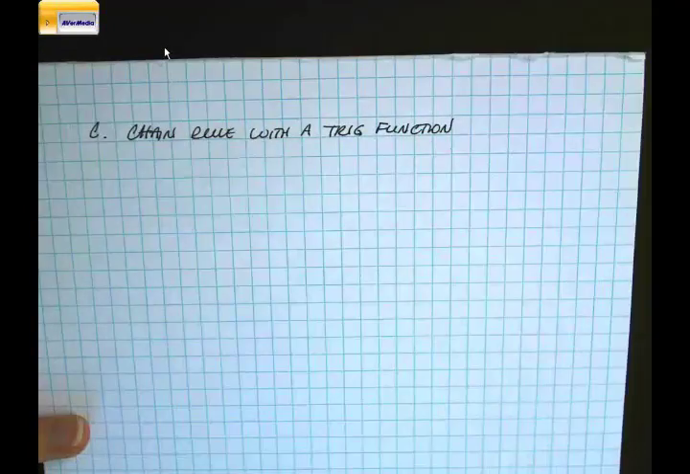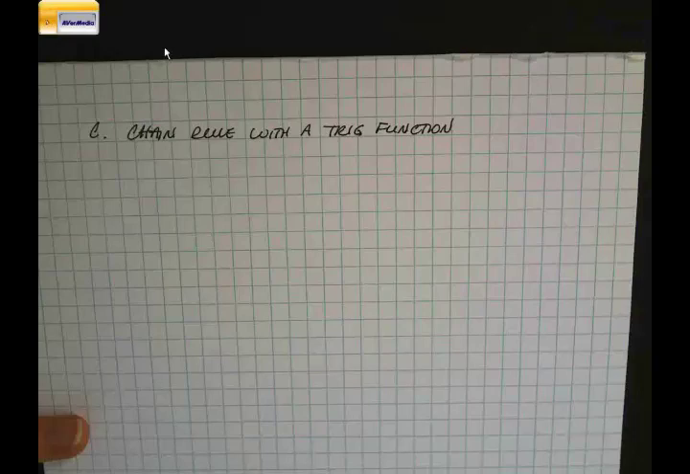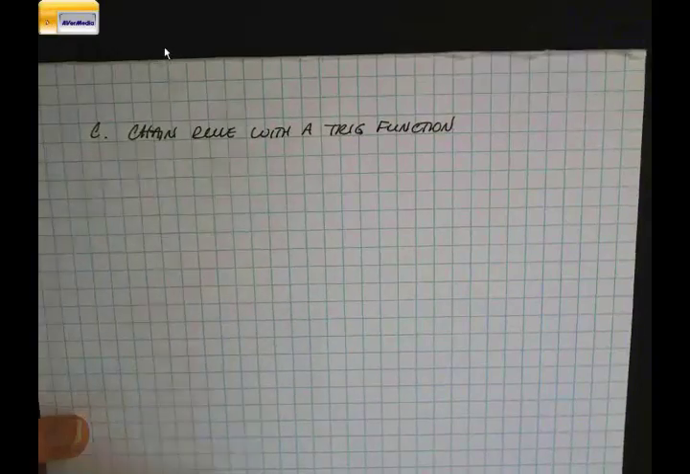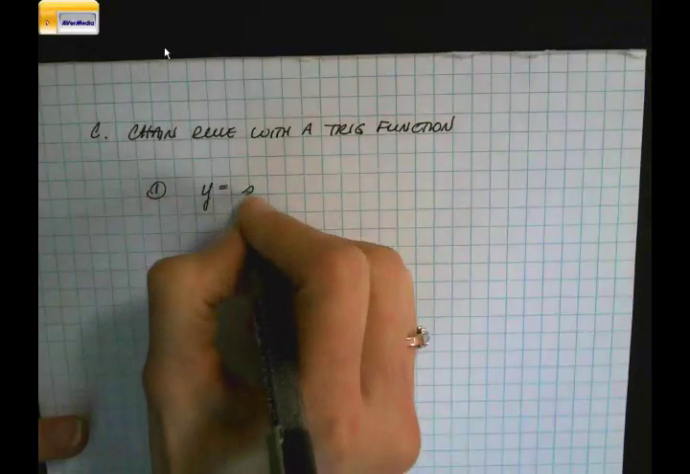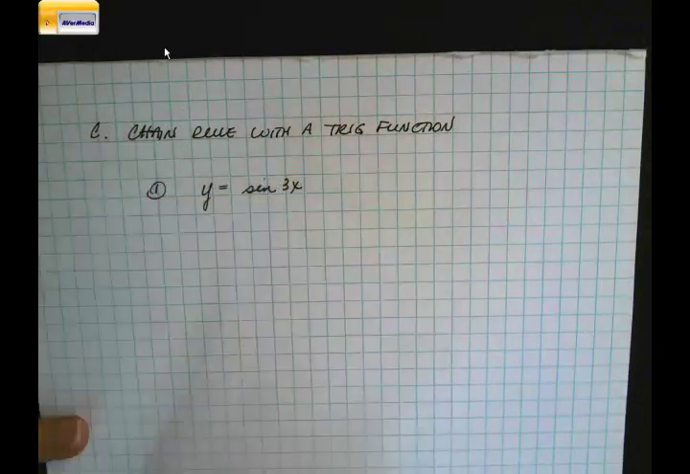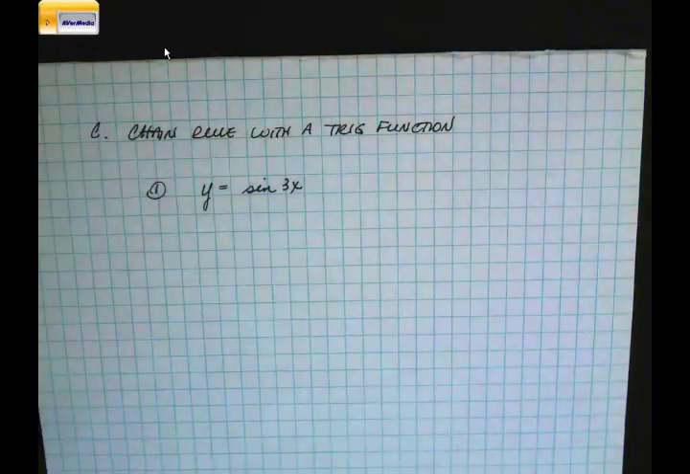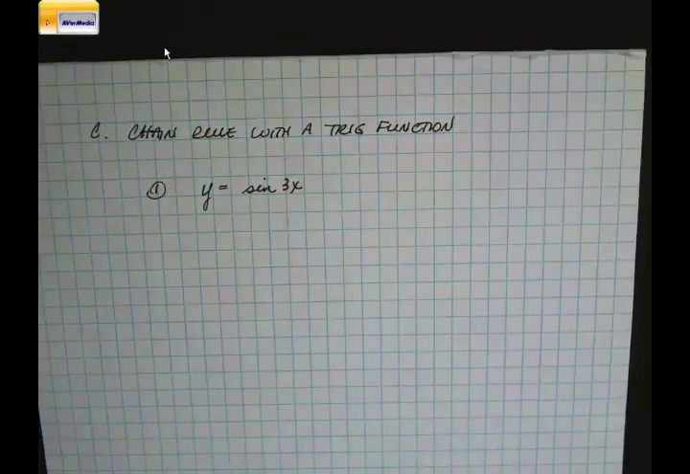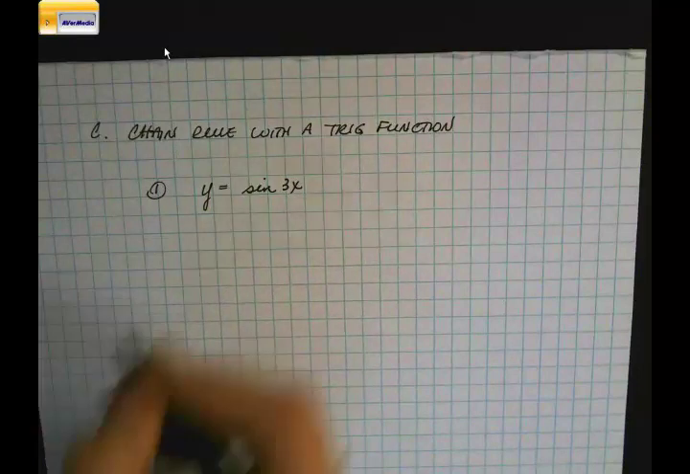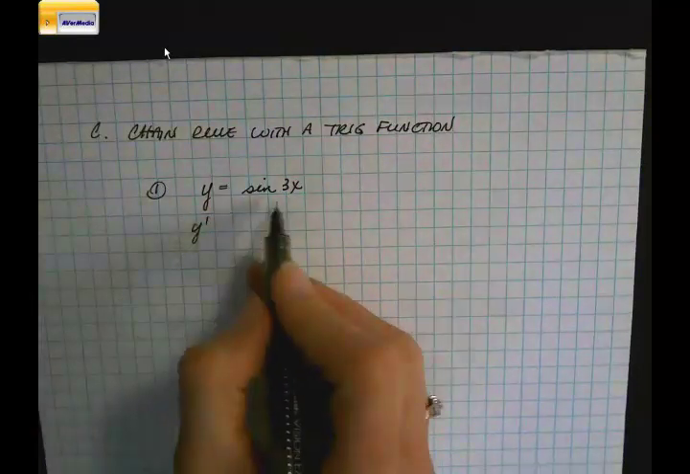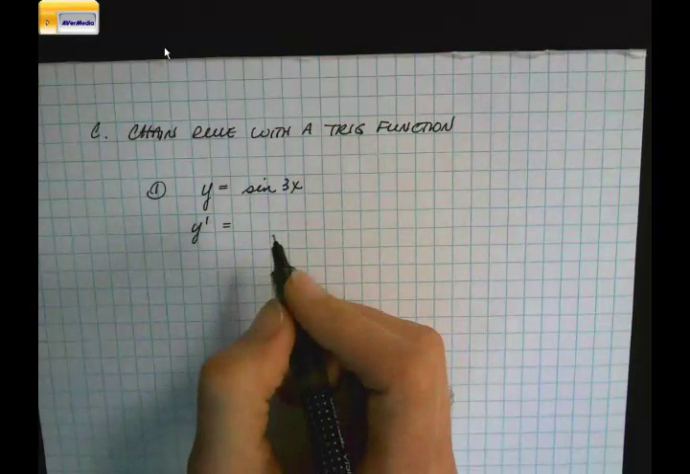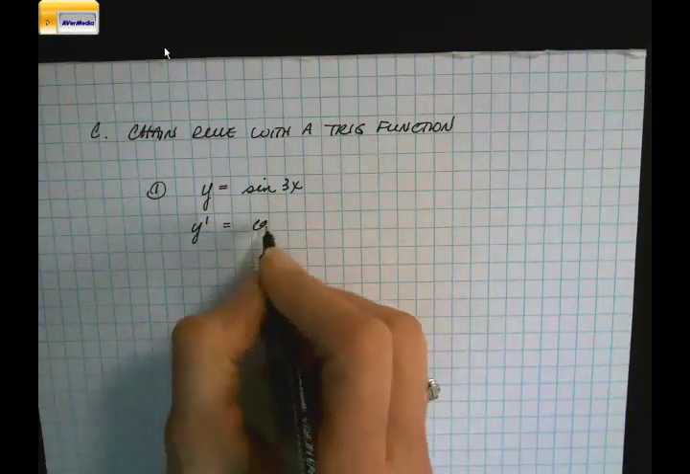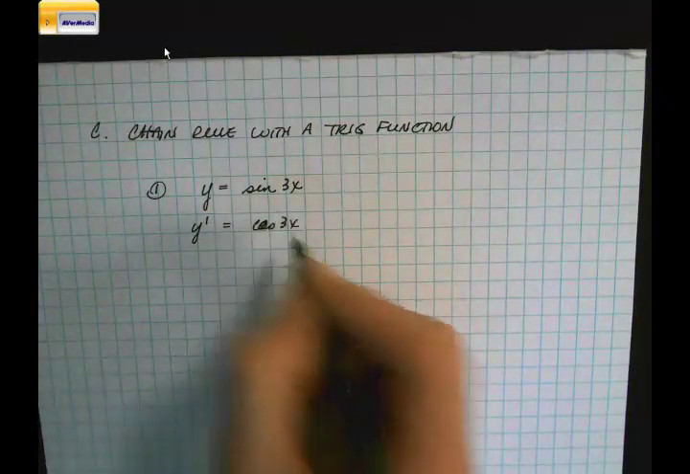Okay, chain rule with the trig function. This is how that kind of plays around. If you have something like y equals sine of 3x, where the argument of the trig function is 3x, it's not x anymore, it's 3x. When you take the derivative of a trig function, the derivative of sine x is cosine x, so the derivative of sine 3x is cosine 3x.